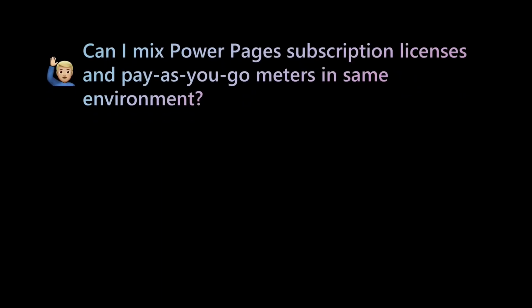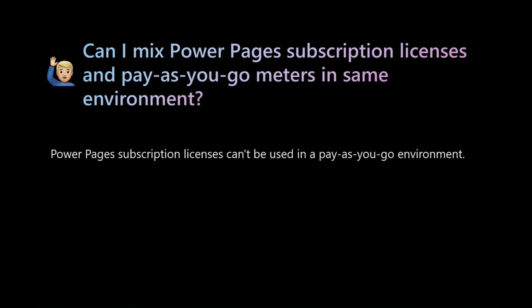Now the next question: can I mix the Power Pages subscription license and the pay as you go license meters in the same environment? Is it possible? You might have a question like, can I mix and match both kinds of licensing? The Power Pages subscription license cannot be used with the pay as you go environment. So you have to decide first. You have to ask all the questions that I have already given in my slide deck. You have to do your homework first, do the calculation, and make all sorts of predictions. Then you decide whether to go with the subscription or the pay as you go, because you cannot merge both licensing models.